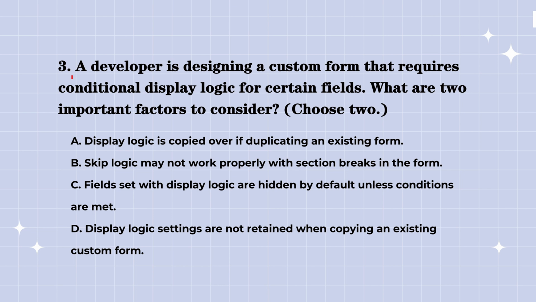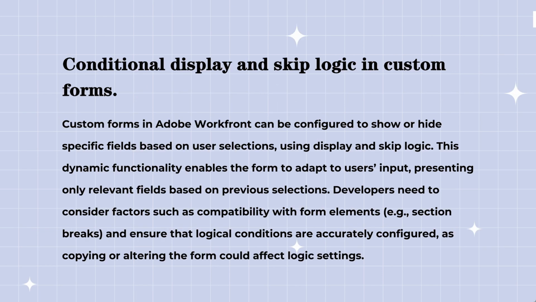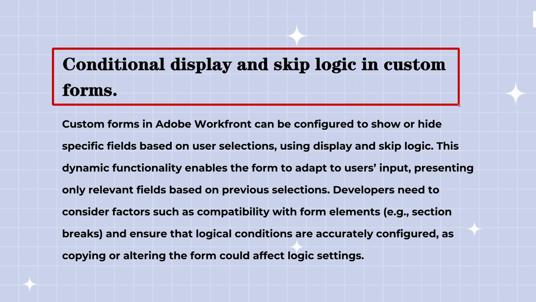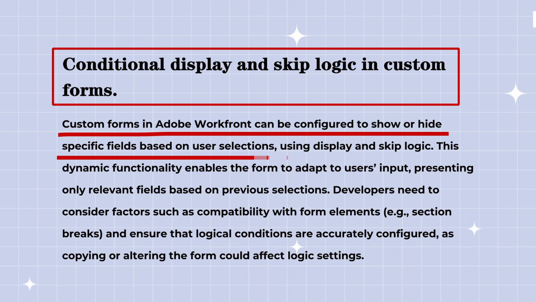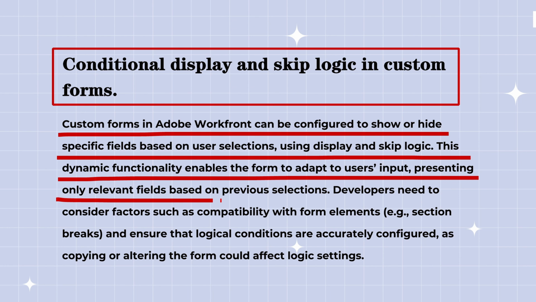Question 3. A developer is designing a custom form that requires conditional display logic for certain fields. What are two important factors to consider? The knowledge points of this question are conditional display and skip logic in custom forms. Custom forms can be set up to show or hide certain fields based on user choices, which helps tailor forms to specific needs. When creating these conditional setups, developers need to keep in mind that certain form elements might impact how the logic works.